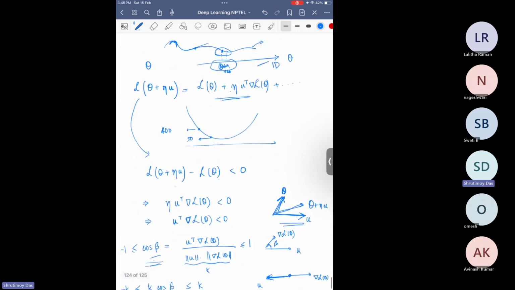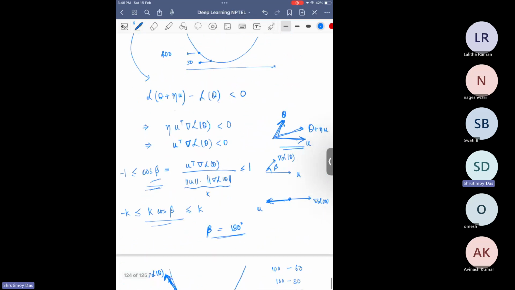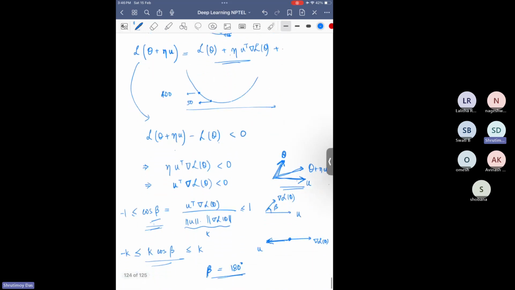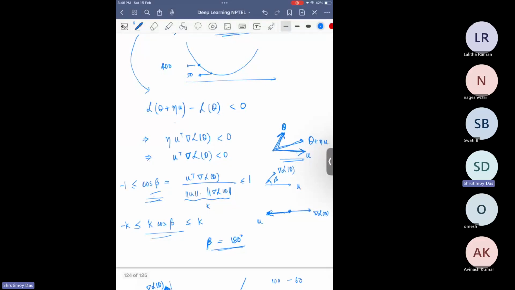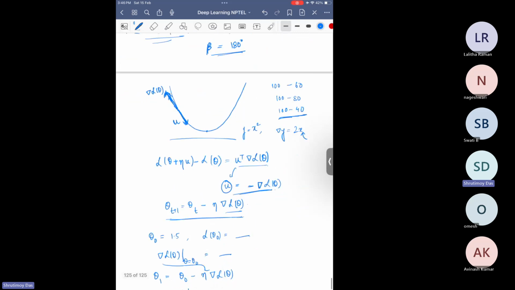So once you have some function here, you want to say which direction you want to go. You're free to go in this direction, or this direction, and so on. But you want to find out in which direction you want to go. Once we use this Taylor series type of analysis, we see that we get the maximum decrease when we go in the direction of the negative gradient. When we set u equal to minus of this, that is when we get the maximum decrease. So that is why.